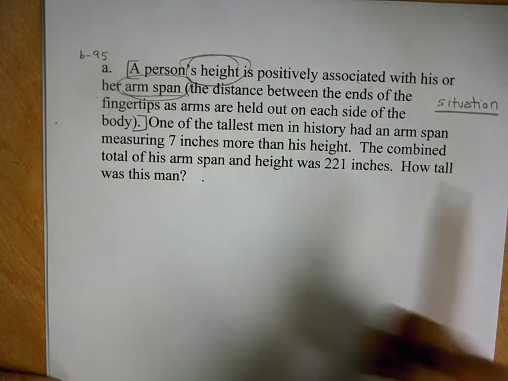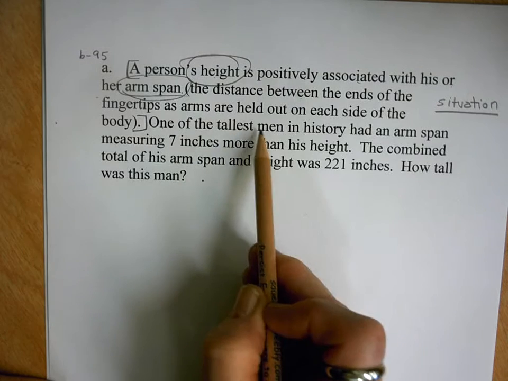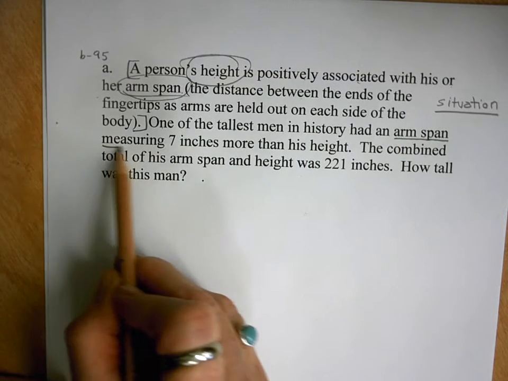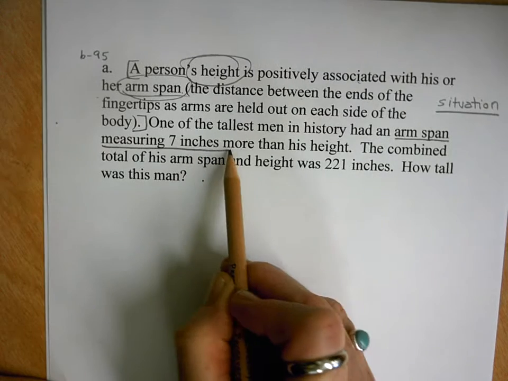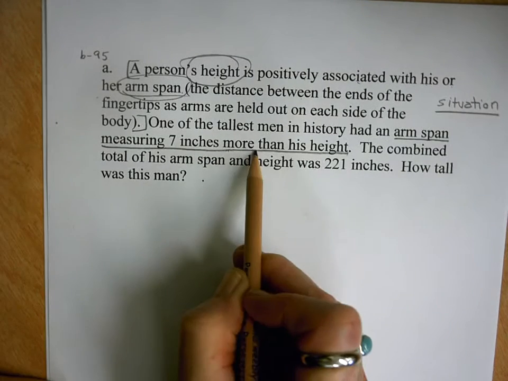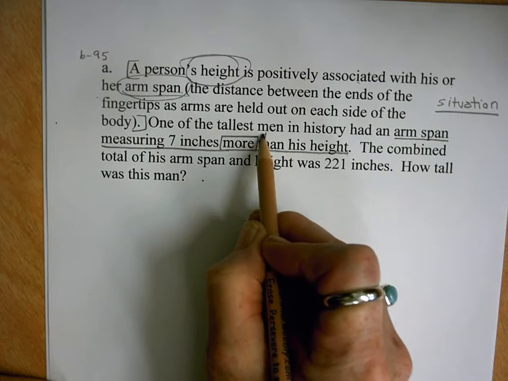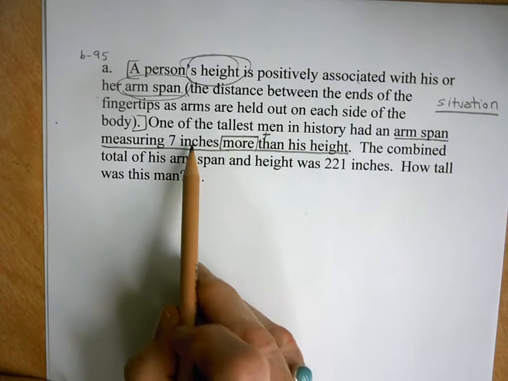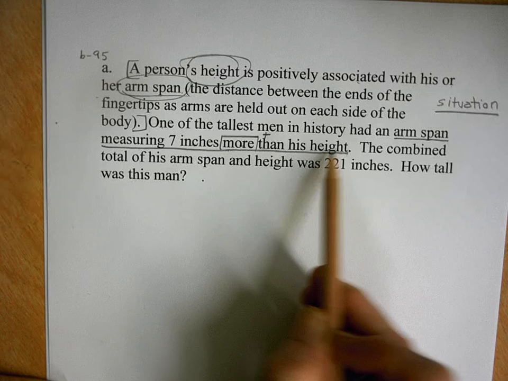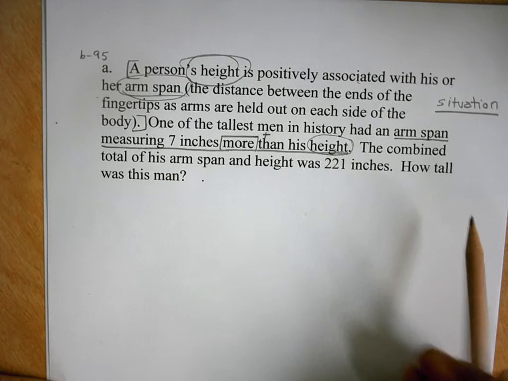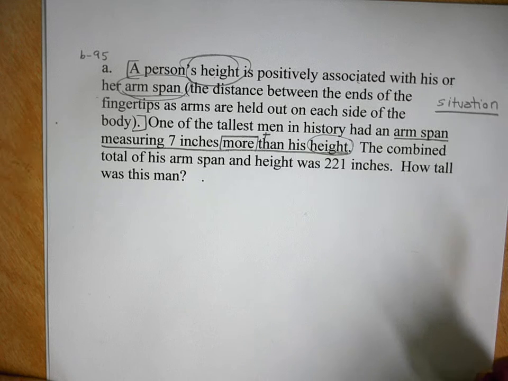Now we get to the problem. One of the tallest men in history had an arm span measuring 7 inches more than his height. There's that signal word more, it usually means addition. So 7 inches more than his height. So it looks to me like height is going to be important, may even be our variable, we'll see.